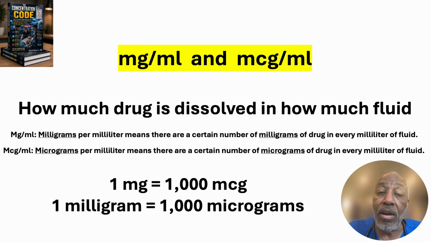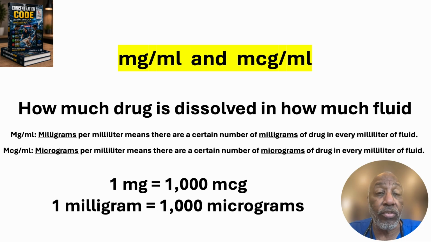Milligrams per milliliter means there are a certain number of milligrams of drug in every milliliter of fluid. If a bag is labeled 2 milligrams per milliliter, every single milliliter of that fluid contains 2 milligrams of drug. If you run 10 milliliters per hour, you're delivering 20 milligrams of drug per hour. Run 20 milliliters per hour and you're delivering 40 milligrams per hour. The relationship is direct and simple. More volume per hour means more drug per hour, and the concentration tells you exactly how much drug comes with each milliliter.